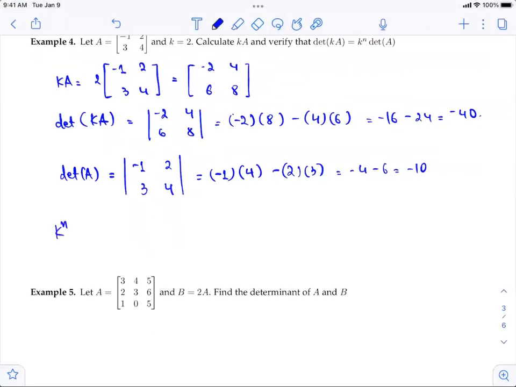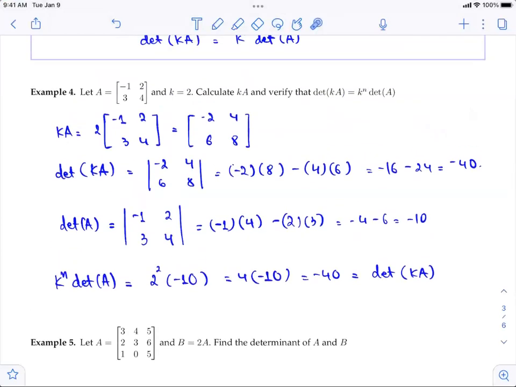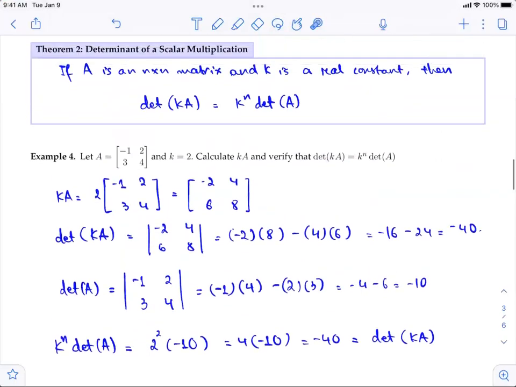And so k to the power n times the determinant of A, given that k is equal to 2, and n is also equal to 2 because it's the 2 by 2 matrix, times the determinant of A, which is -10. So this is 4 times -10 equal to -40, and therefore equal to the determinant of k times A. So we've just verified that the formula is true in this case, or it's true in general, for any square matrix and for any real constant k.